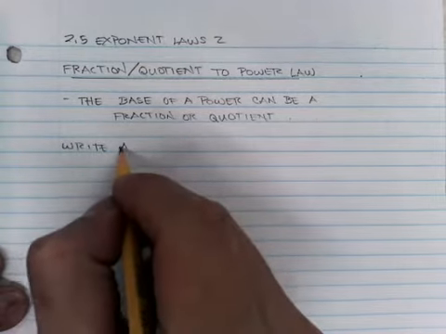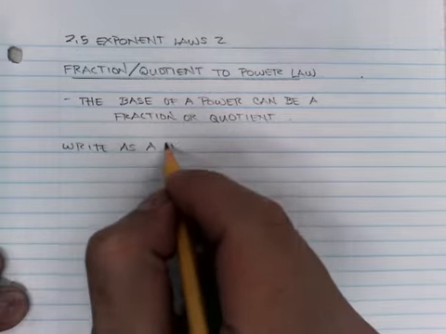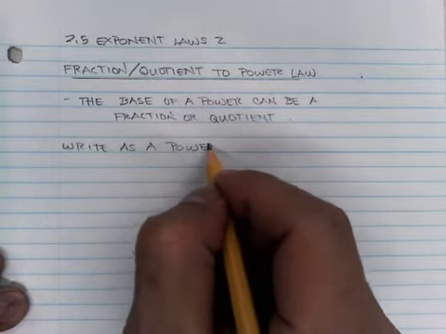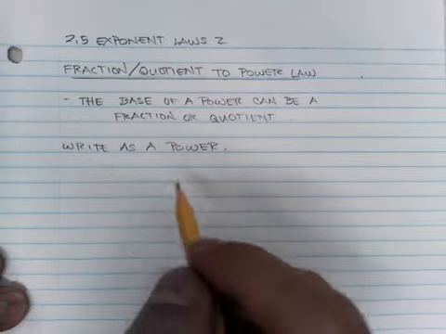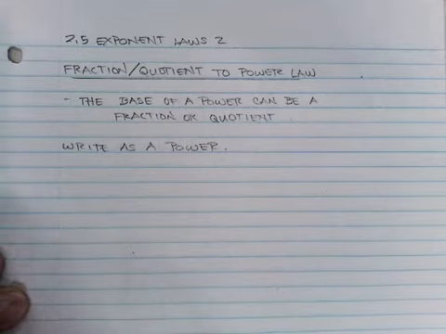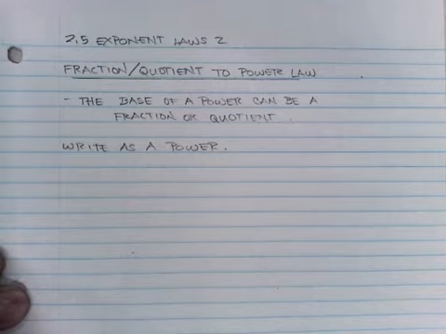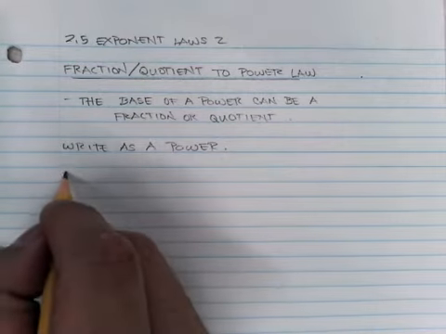Write as power. When a question asks you to write it as a power, it just wants you to write it as a power with a base and an exponent on it. You don't have to calculate it yet. When they ask you to evaluate, that's when you calculate it, type it in your calculator and get an answer. But this first example, we'll write as a power.